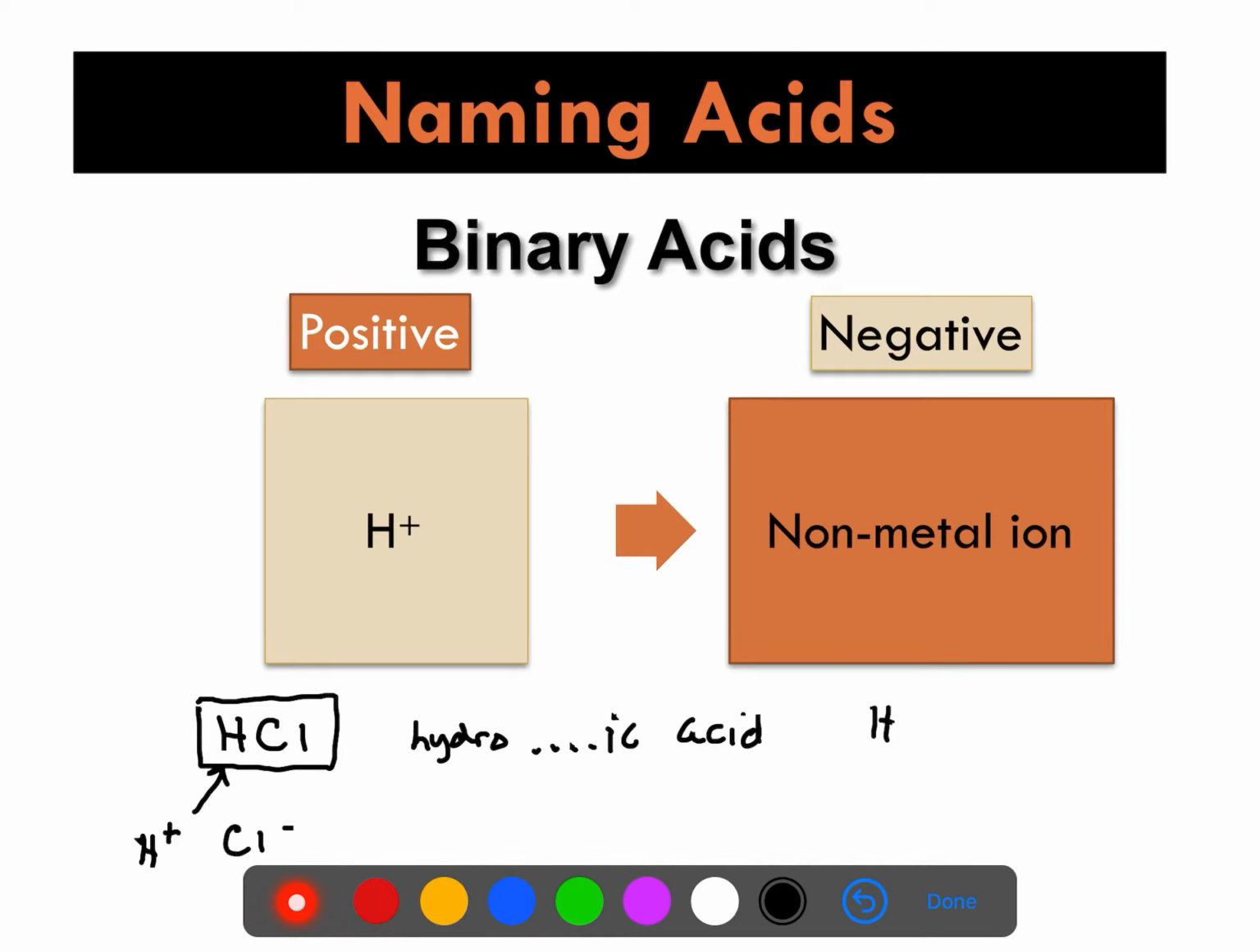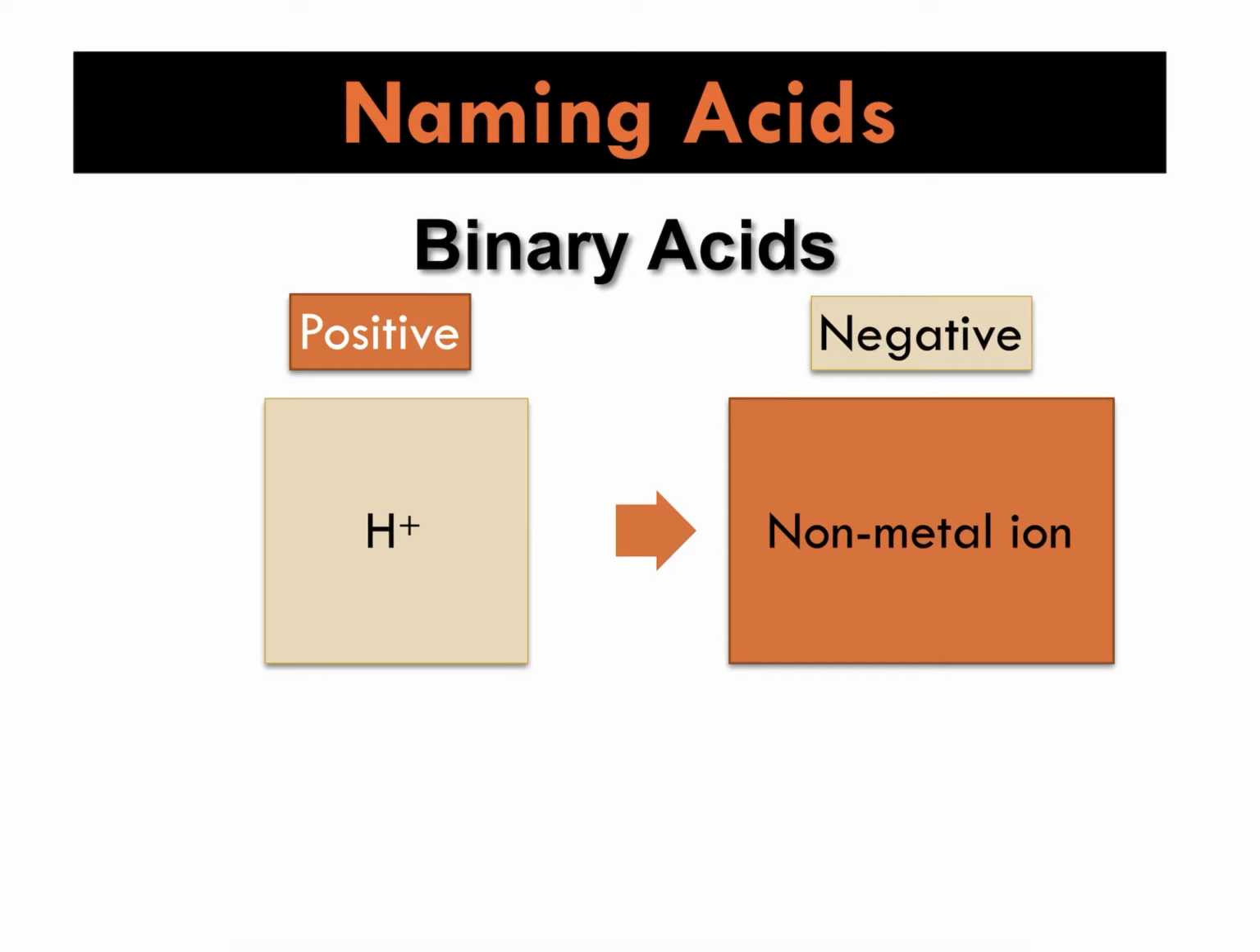But in this example, this would be hydrosulfuric acid. Hydro whatever ic acid. And again, it's binary because there's two different elements. There's hydrogen, which provides the positive charge, in this case 2 hydrogens, and then there's the sulfur, which provides the negative 2 charge.